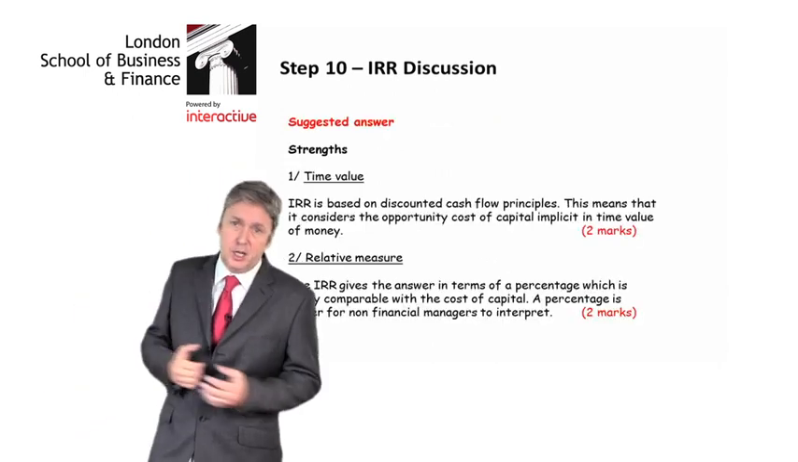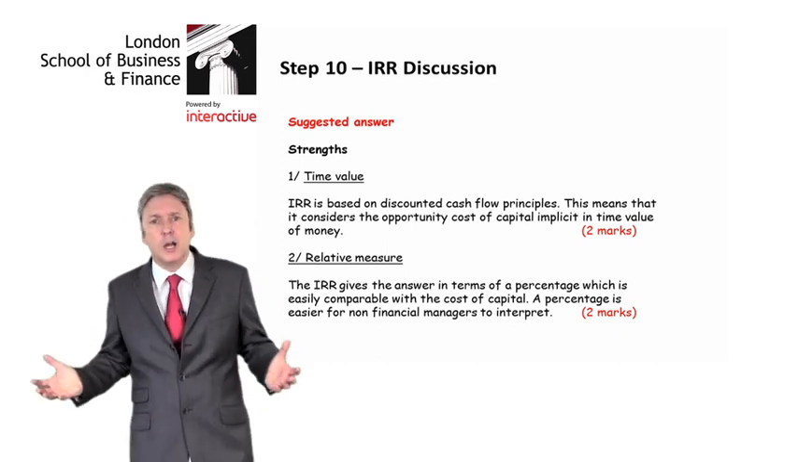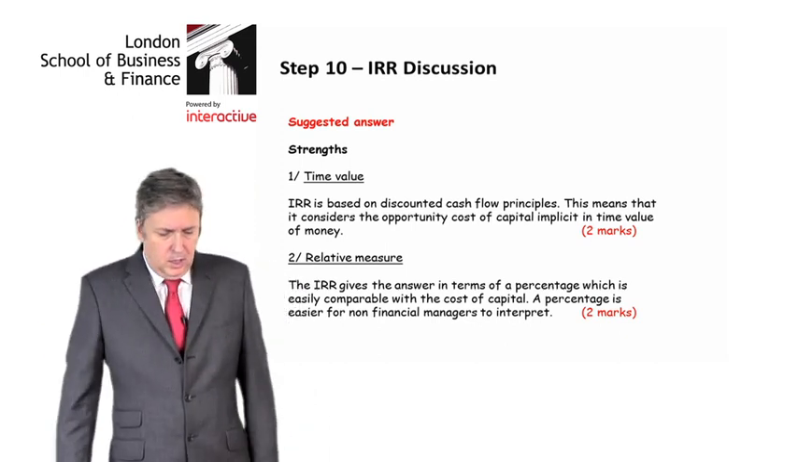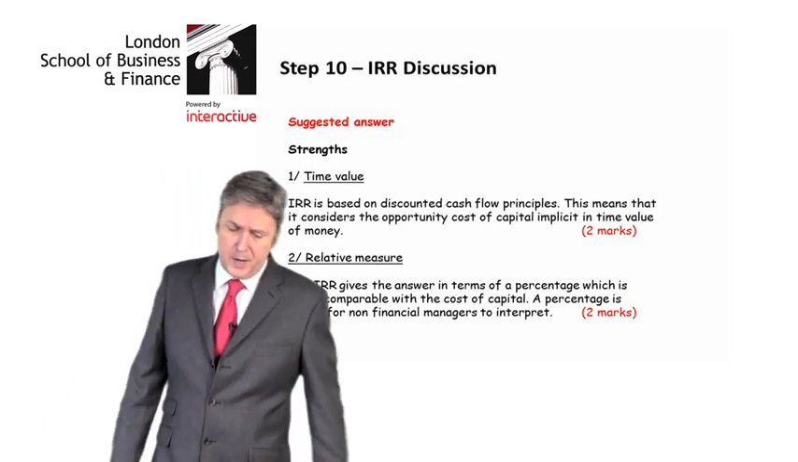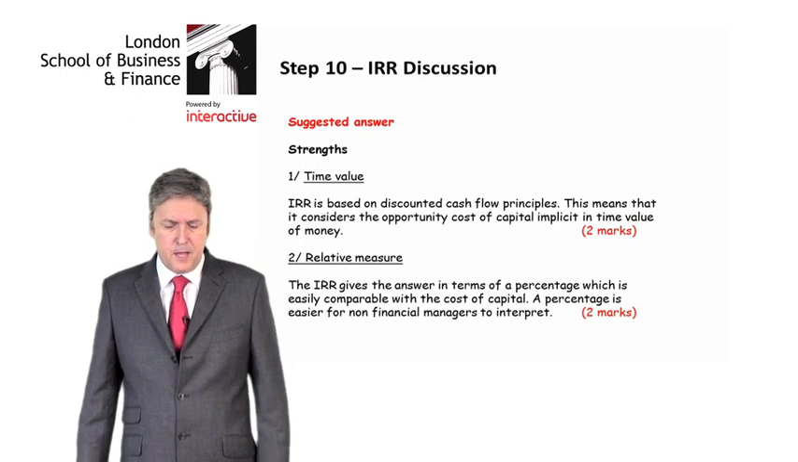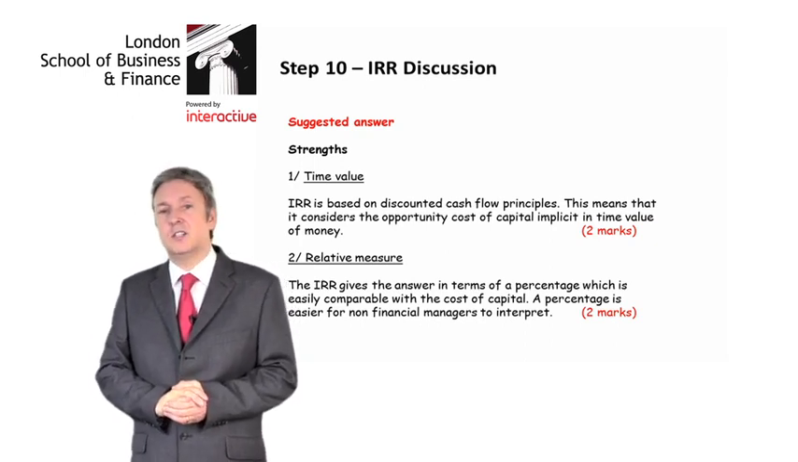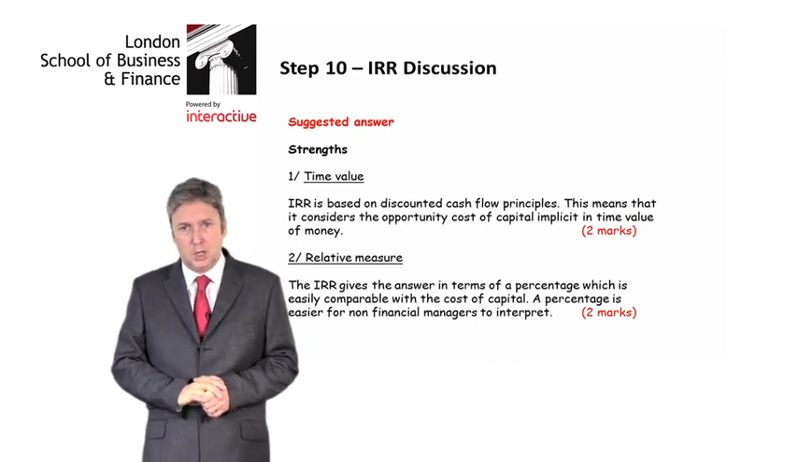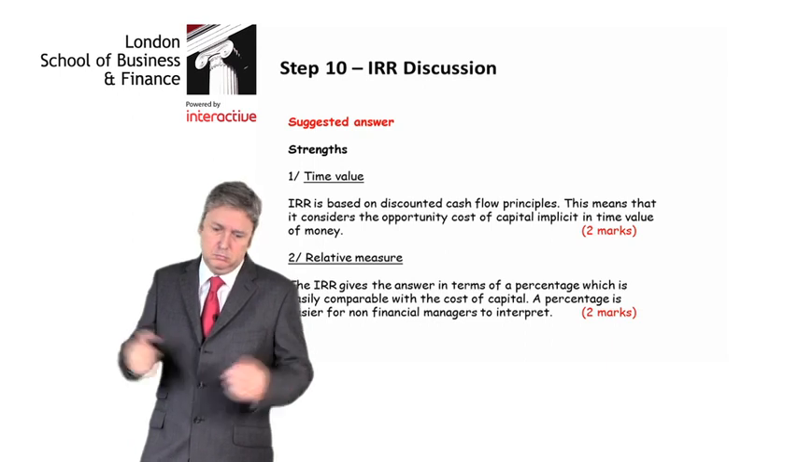So here's a suggested answer. As I said before, it's certainly not a masterpiece, but it's a working answer. Strengths. 1, time value. IRR is based on DCF principles. This means that it considers the opportunity cost of capital implicit in time value of money. Well, okay. I've suggested 2 marks here. Maybe yes, maybe no.